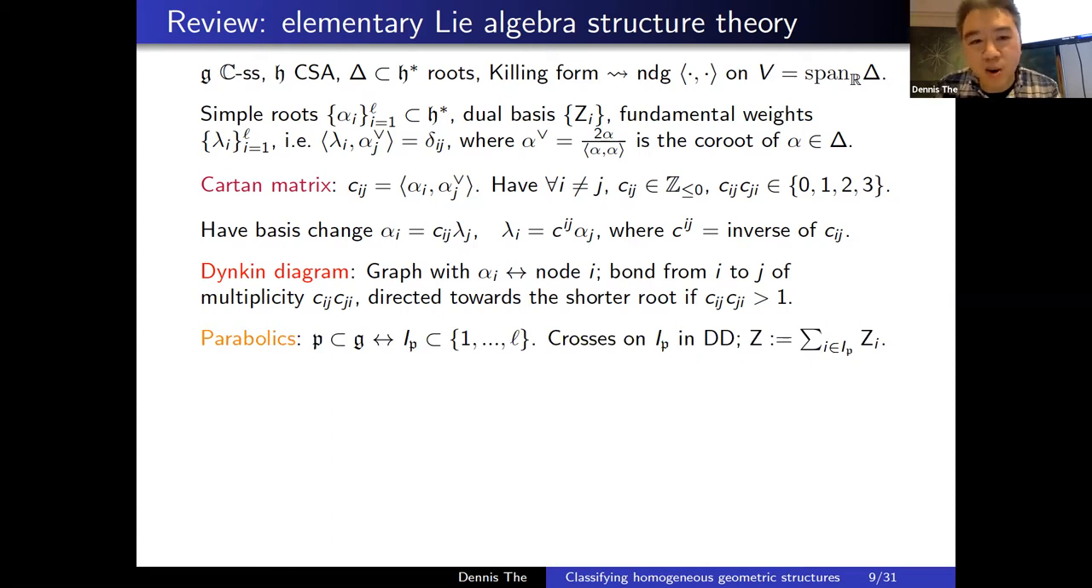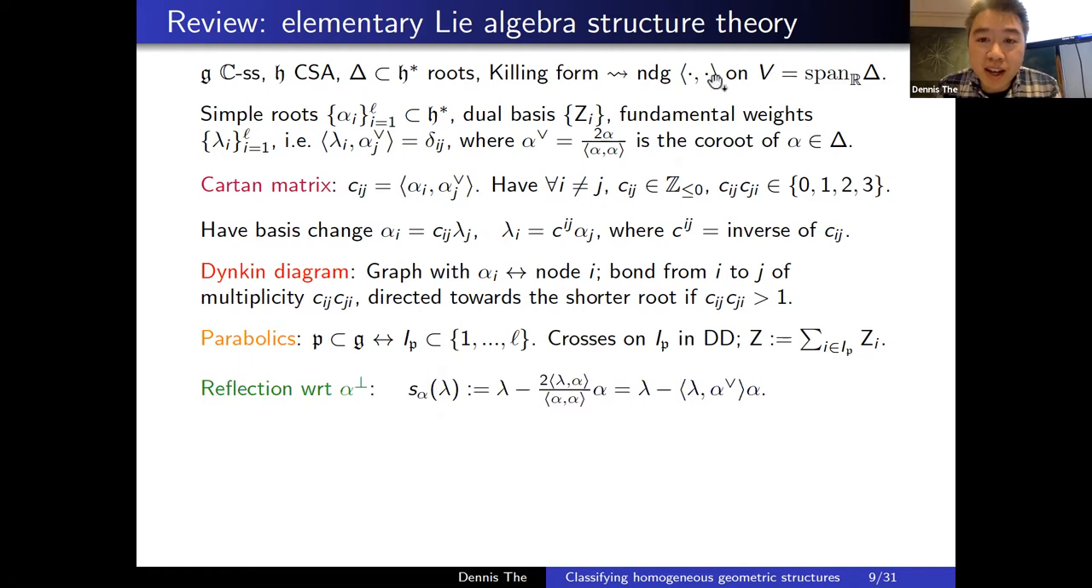Parabolics we saw last time are encoded by crosses on Dynkin diagrams. Those crosses just give me a succinct way of defining the grading element. So I just take the corresponding Z_i's corresponding to where I put crosses.